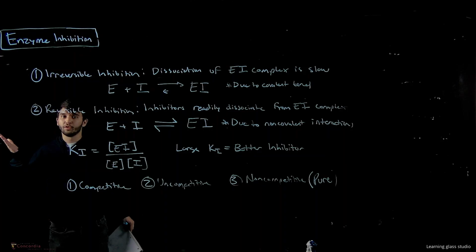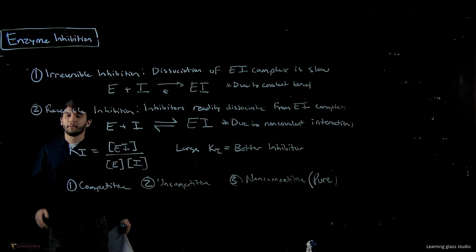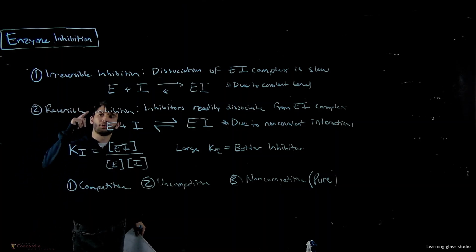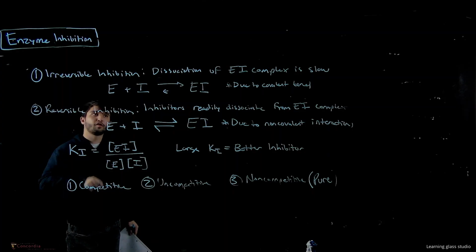Welcome to another CHEM271 tutorial. This one is about enzyme inhibition. So there are two types of enzyme inhibition: irreversible and reversible. Irreversible inhibition means the dissociation of the enzyme inhibitor complex is slow.